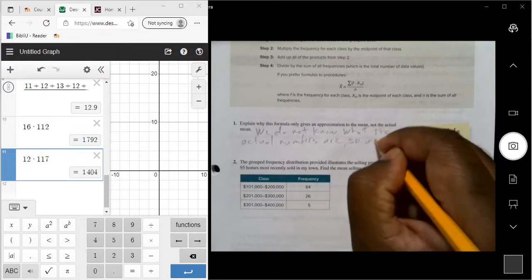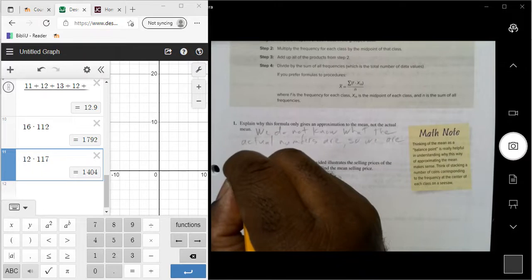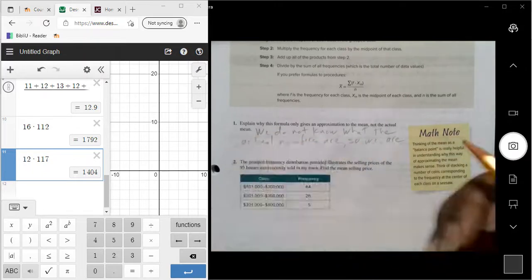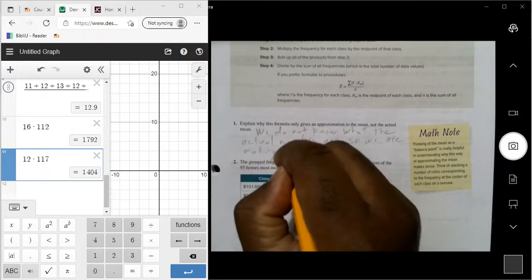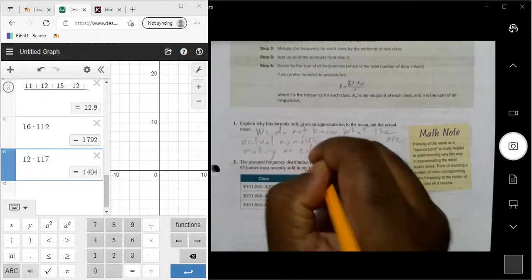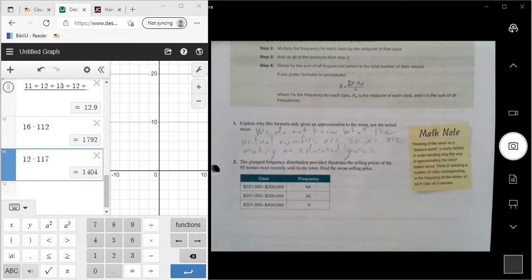So we are making an educated guess. That's basically it in a nutshell. We don't know what the numbers are in the group frequency. We don't know the exact numbers, so we're making an educated guess when we're actually figuring off of the midpoint.